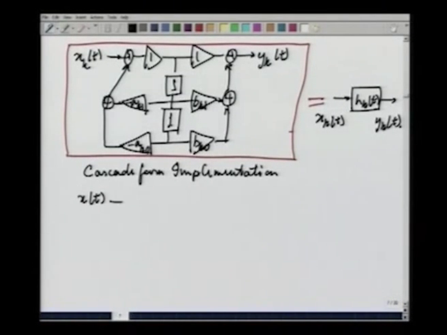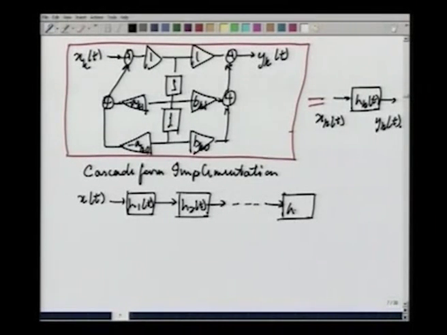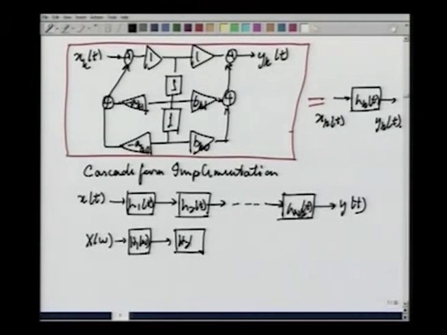X t goes into the first block, which is h 1 of t, next block h 2 of t, and so on until you come to h n by 2 of t, and you get y t. In transform domain terms, you would write x omega entering h 1 omega leading to h 2 omega and eventually leading you to h n by 2 omega, and this gives you y omega. So, this is what you would have. This is the cascade form implementation.